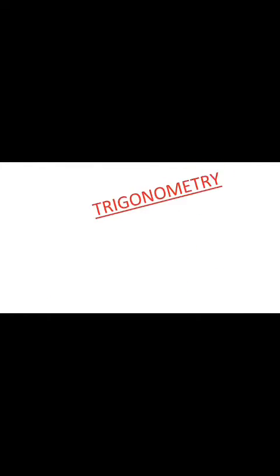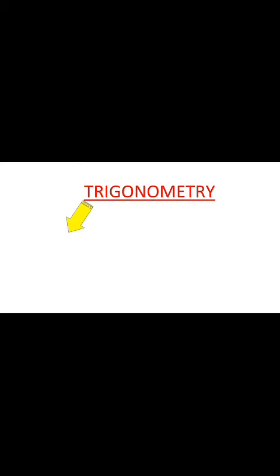Before starting the chapter, class, let us understand the meaning of trigonometry. Class, the word trigonometry is a combination, or you can say it is made up, of three small words which have different meanings. So let us break it into those three words. The first one is tri, which means three. The next word is gono. Here, class, gono is a Greek word and it means sides.